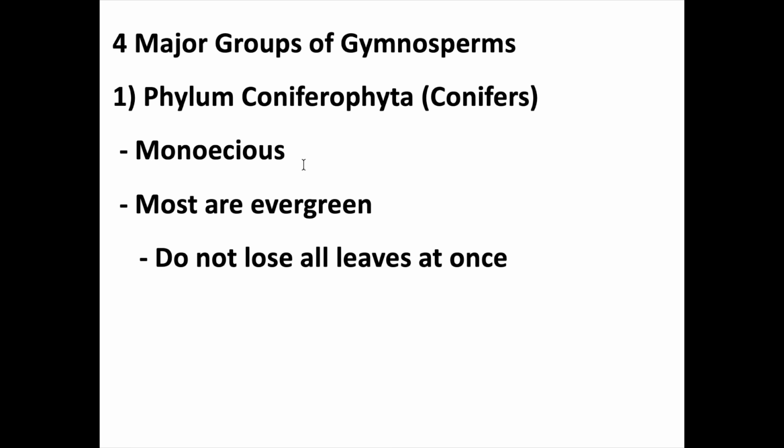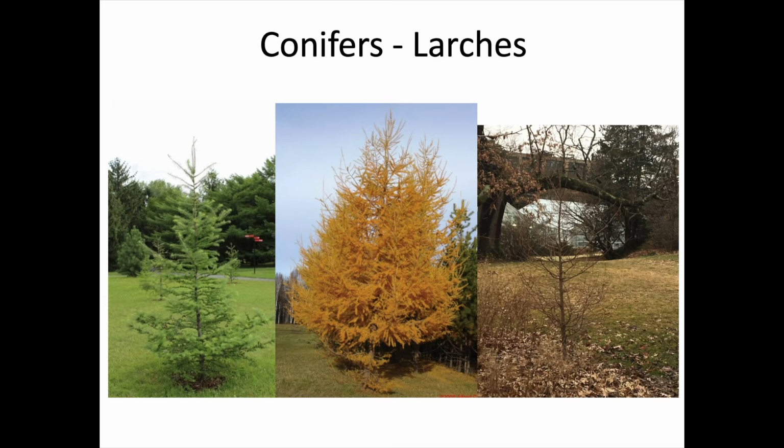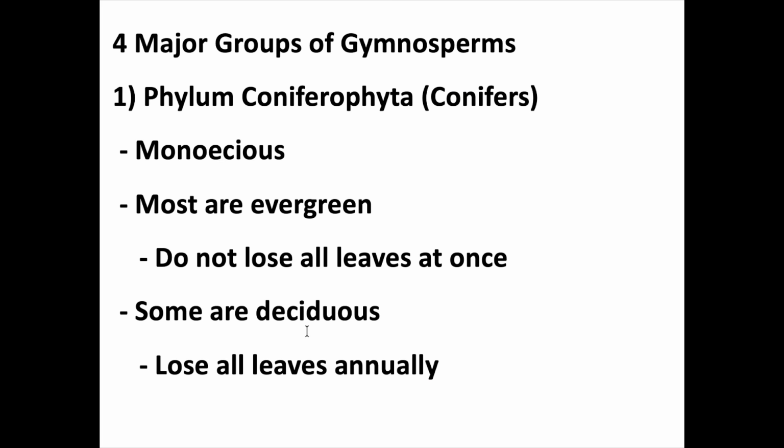Again, that means monoecious. Now, most of these conifers are evergreen, meaning they don't lose all their leaves at once, usually in the fall. But I did say most. There are some conifers like the larch that do lose all their leaves in the fall. This is termed deciduous. So most of these gymnosperms are evergreen. Some of them are deciduous. They lose all their leaves annually. I don't have much more to say. Again, we know conifers. We see these pretty much every single day. Let's look at the other phyla of gymnosperms.